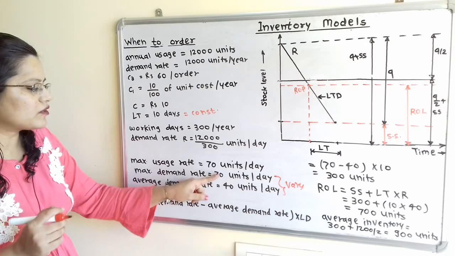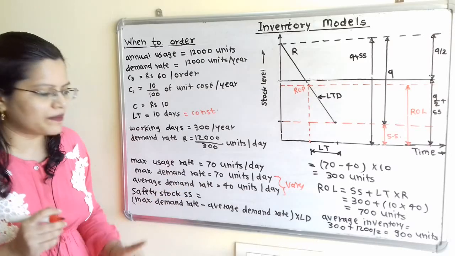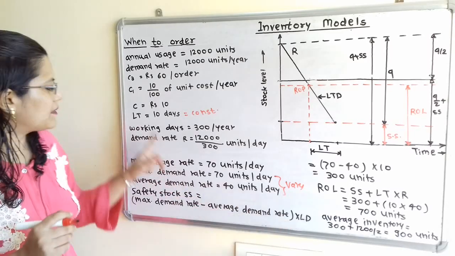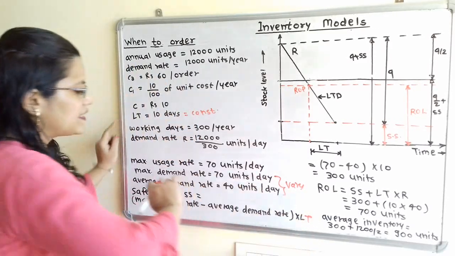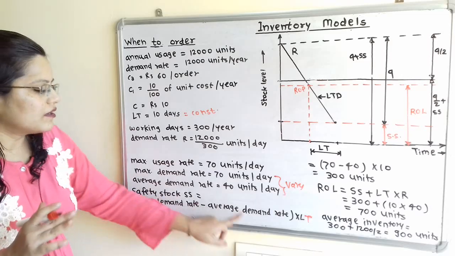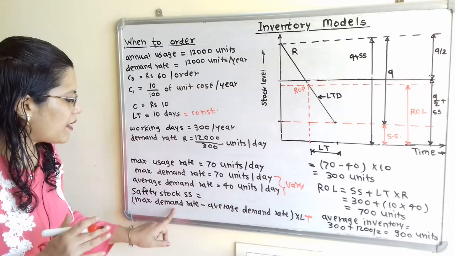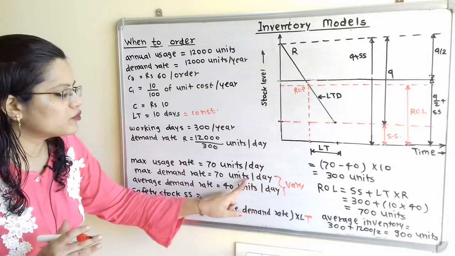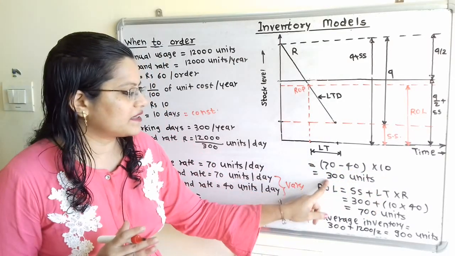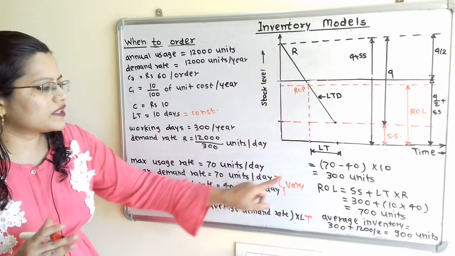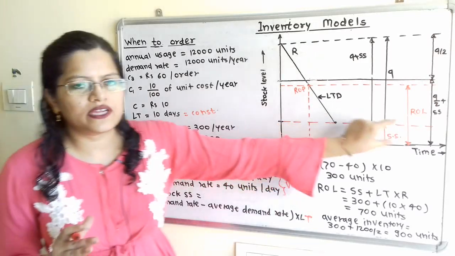So we have formula, because this is variable, so we can calculate maximum demand rate minus average demand rate, bracket complete, multiplied by LT, that is lead time. So here lead time is given in number of days, so we have to take care for the unit. So this demand rate also we have to take for the units per day. So here 70 minus 40, bracket complete, multiplied by 10, that is equal to 300 units. So this is the safety stock. So we can say that this is the minimum level of inventory.